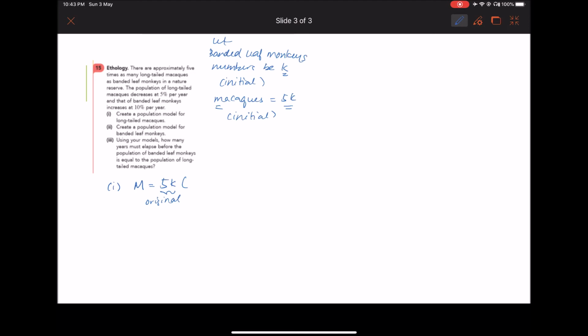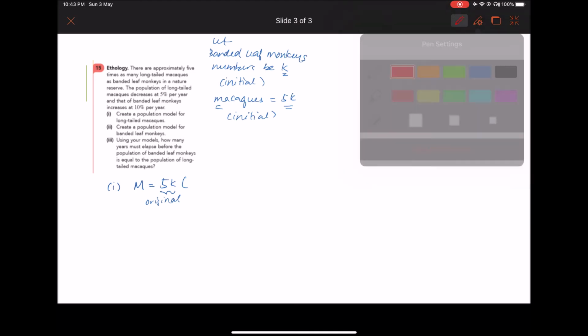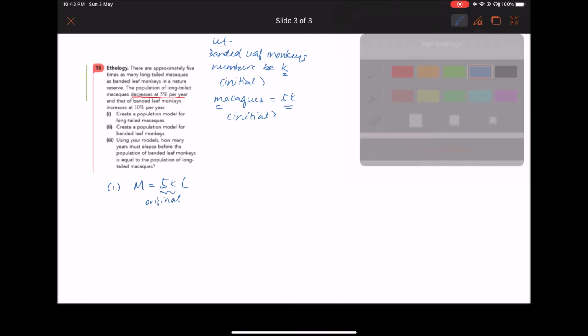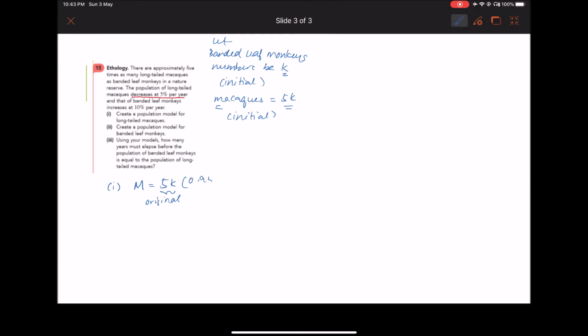And since it decreases, let me just highlight here. Since it decreases at 5% per year, this would mean that I have only 95% as time goes on, and this is t, so it's a function of time. So this will be the yearly. They already mentioned per year, which means that the following year only 95% of it, and the following year 95% of the previous year. So that's why it's 95%. This will be the model for the macaques.